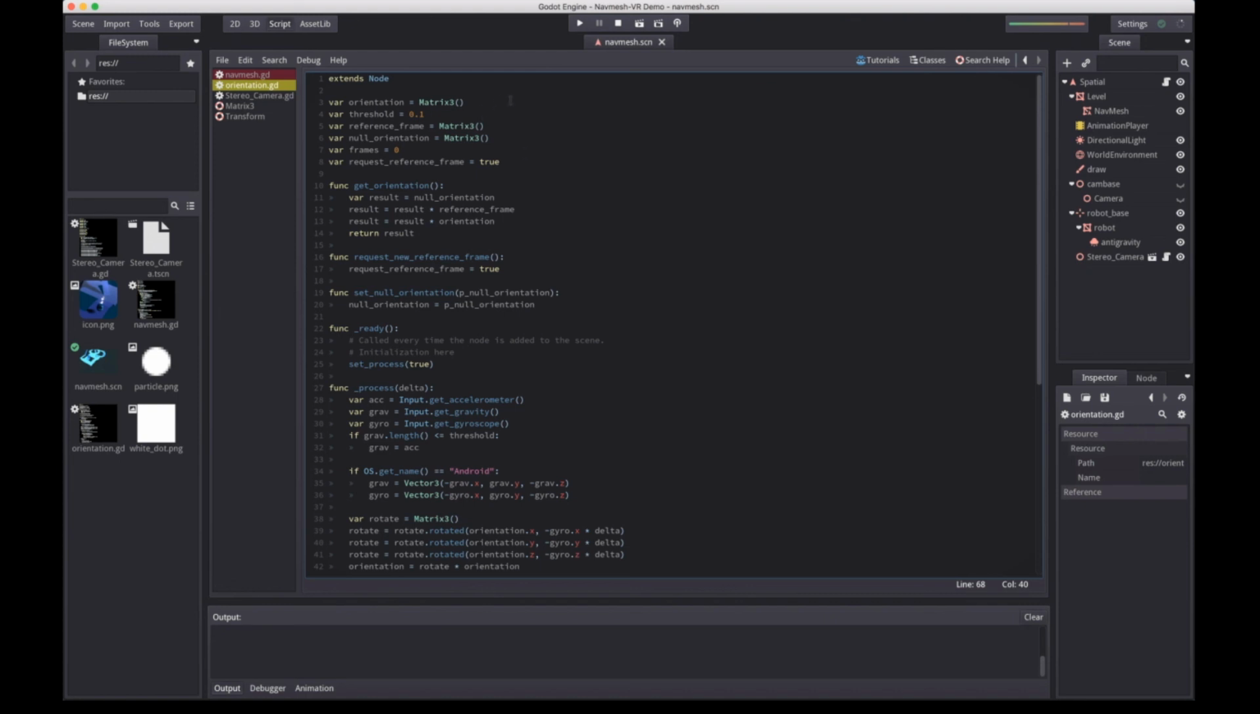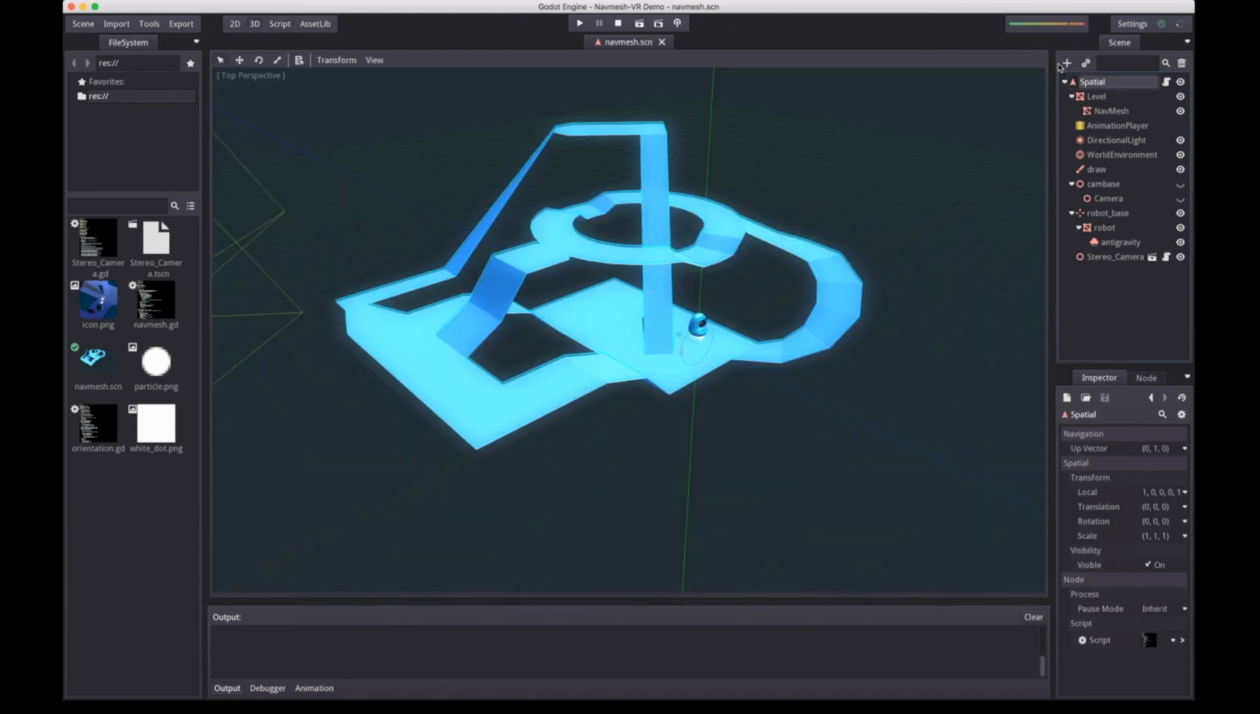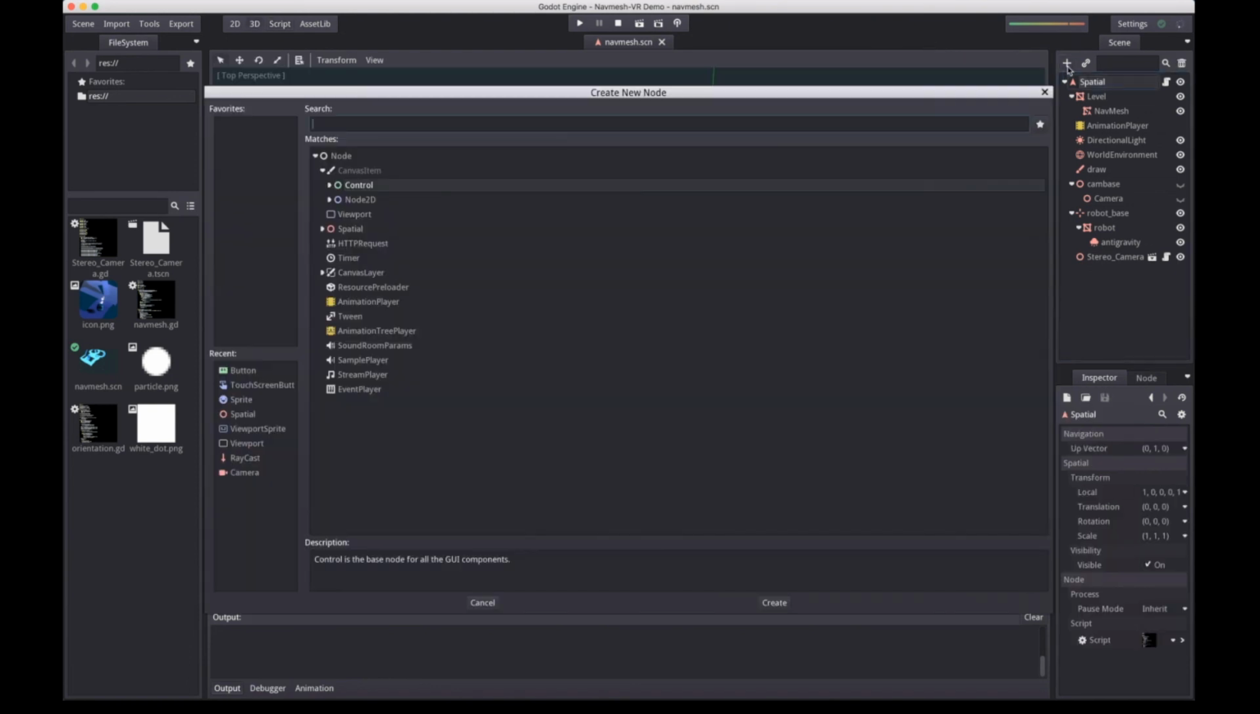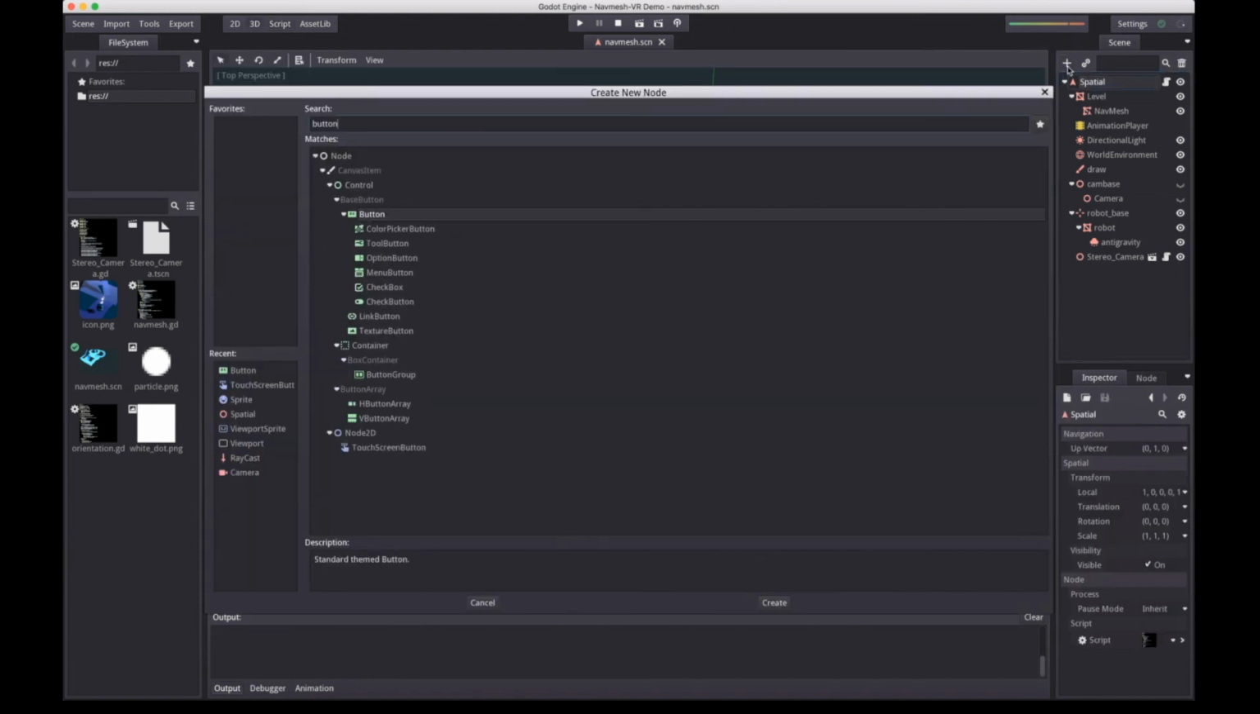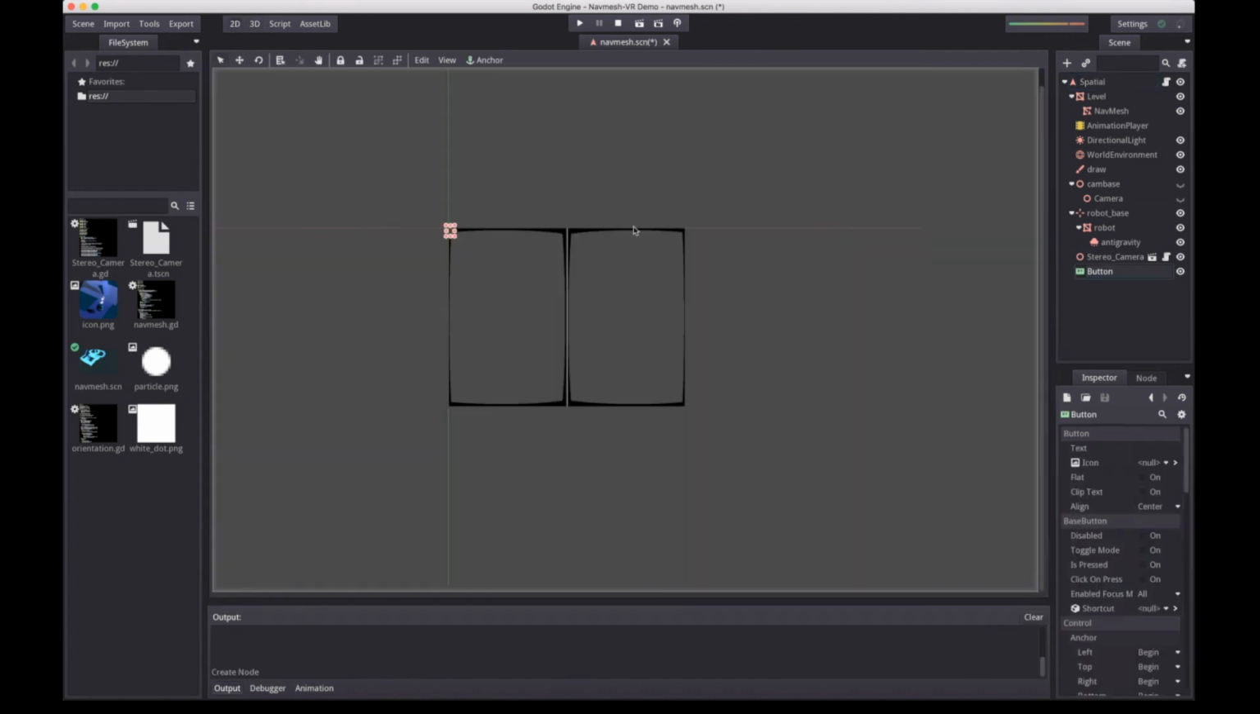Obviously, we now need a button. So let's just add a button to our scene, and we're just going to put this onto our thing. Now it's lovely how that particle effect is getting there. Now that obviously is going to look very ugly in our application.